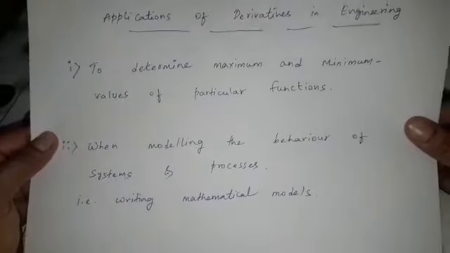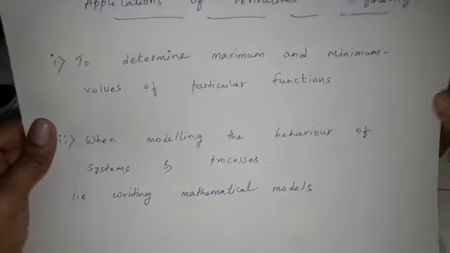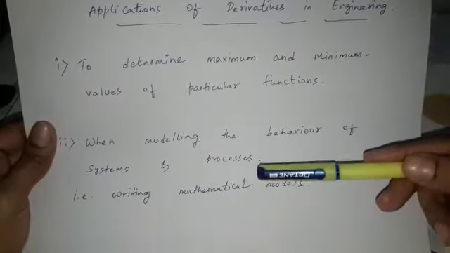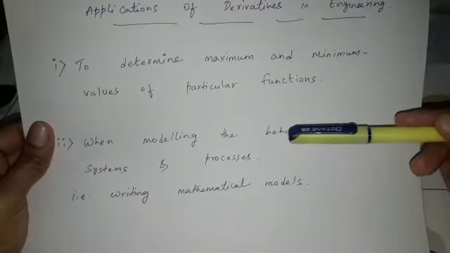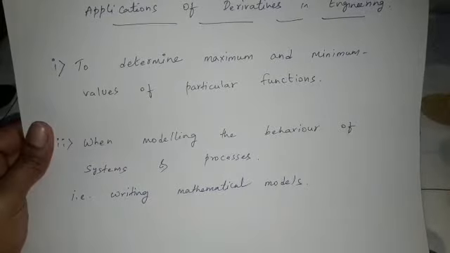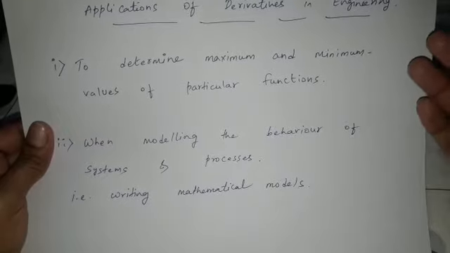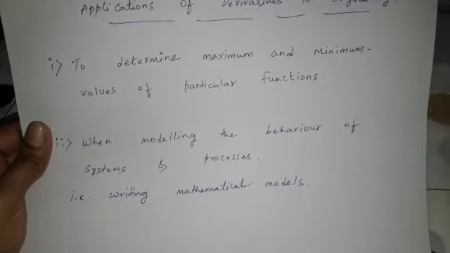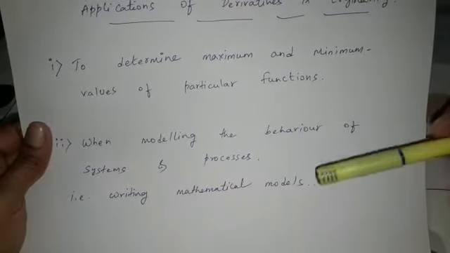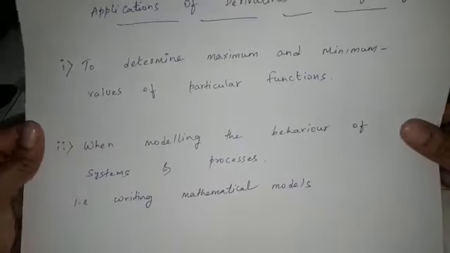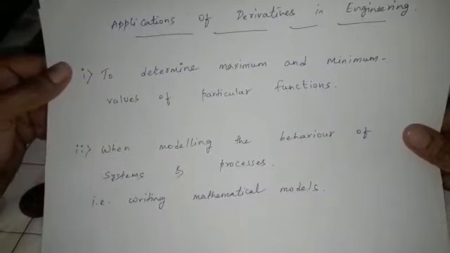The second application is modeling the behavior of systems and processes. Whenever we want to represent any system or process in mathematical form, we need to use derivatives, because a derivative represents the change of something with respect to something. So whenever we want to write our mathematical models, derivatives become a must. Without derivatives we cannot easily represent any process or system in engineering.